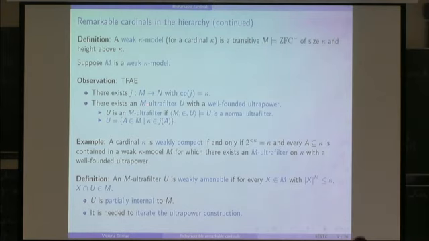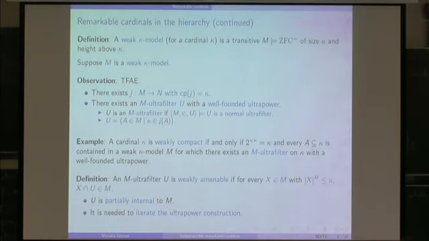Why is it called an M ultrafilter? It only measures sets in M, and it's only normal for sequences from M. A formal way of saying it is that this structure satisfies that it's a normal ultrafilter. This U is usually external to M in most interesting cases, so it is not an element of M.